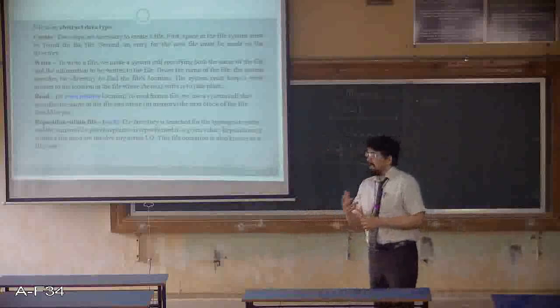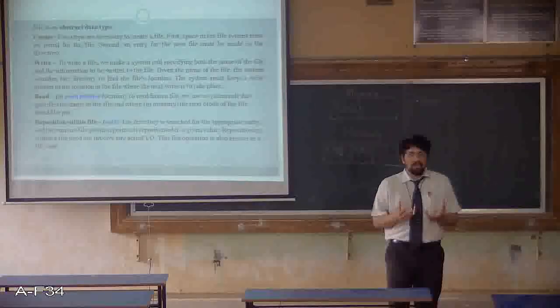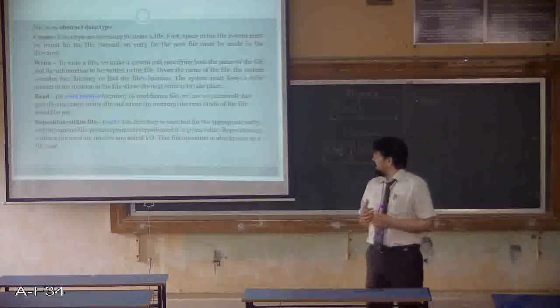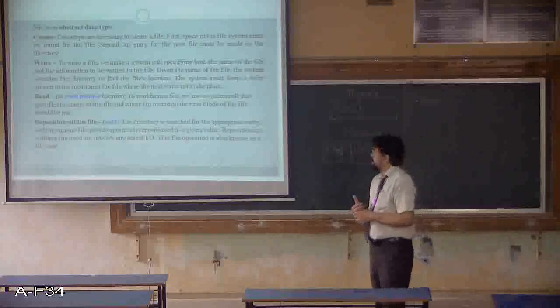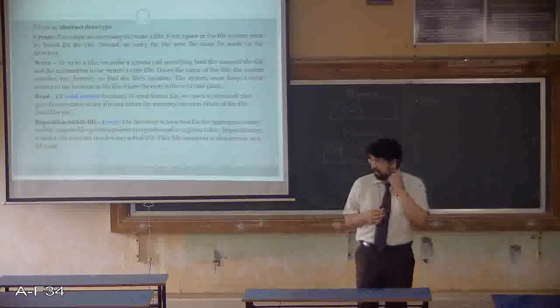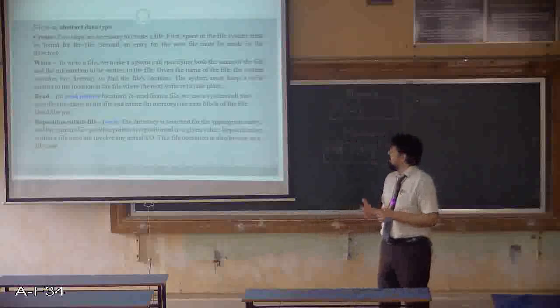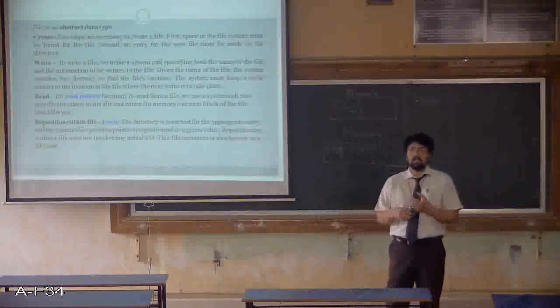There are two steps necessary for creating a file. Firstly, space has to be present in the file system, and second, an entry for the new file has to be made in a directory. So whenever a file needs to be created, space has to be present on the file system, and a new file entry has to be created in the directory which stores the file.